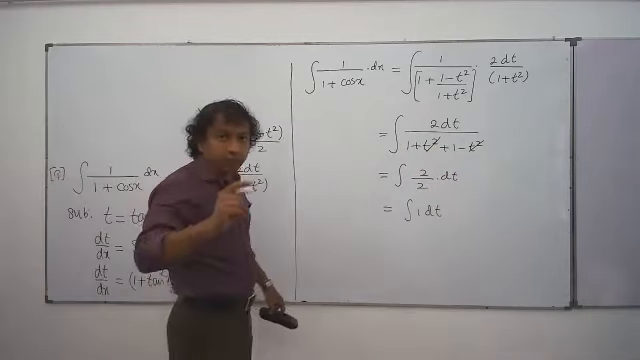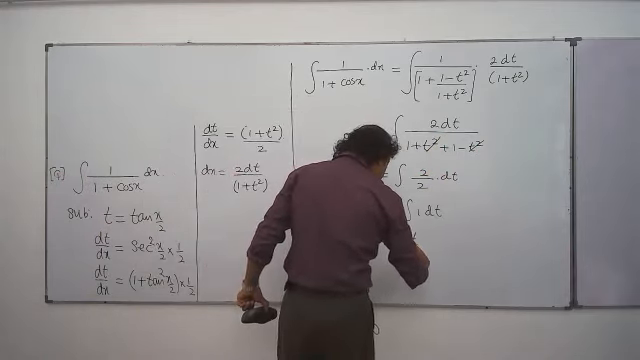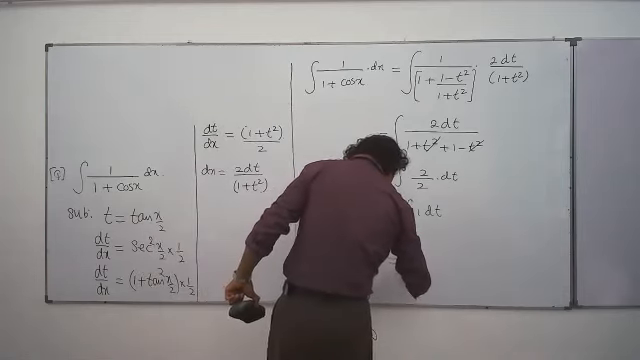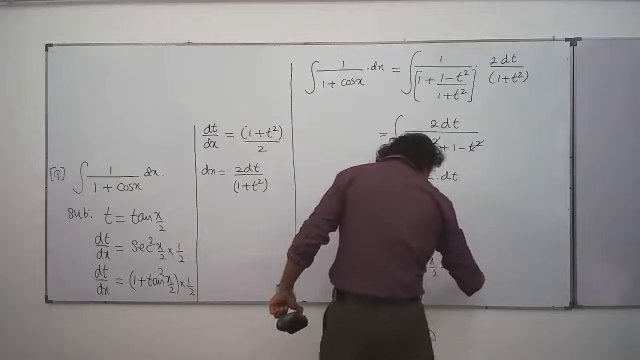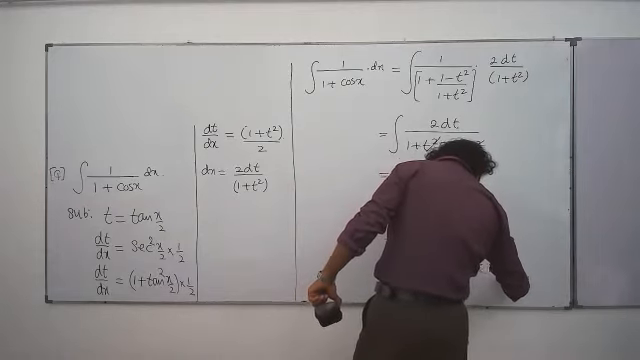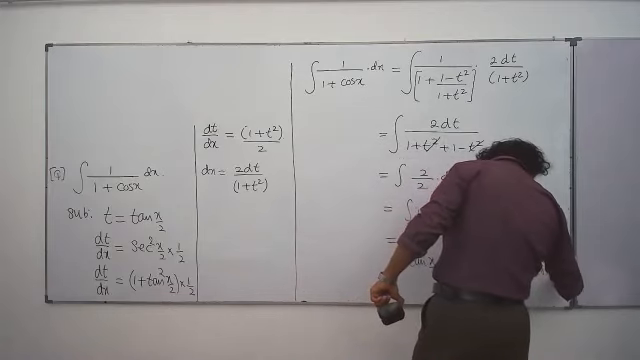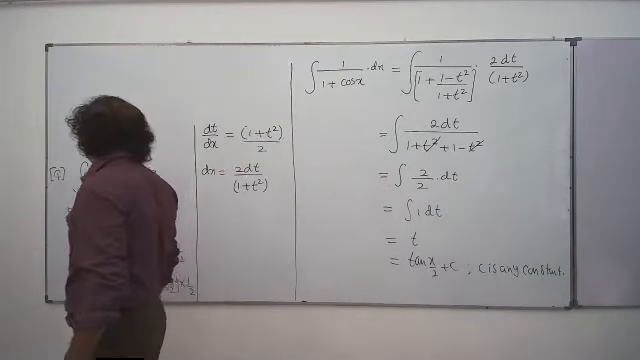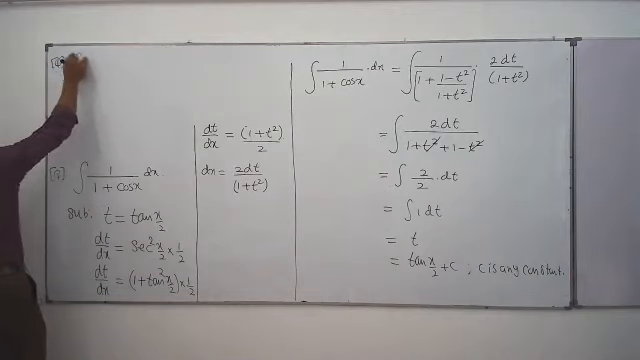Integral of 1 is, people, t, no? With respect to t. But what is t? T is tan x by 2. So the answer is tan x by 2 plus c. C is any constant. Right. Take this one. Next, ask the next question.